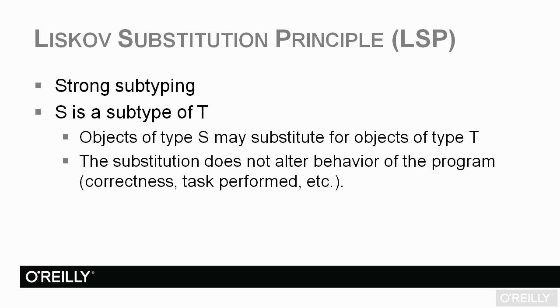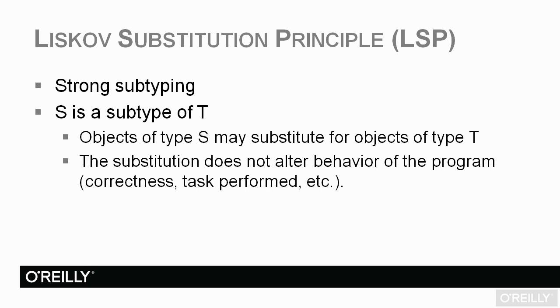So S is a subtype of T, some class S, and it's going to be inheriting or implementing an interface of a class or an interface T. The Liskov substitution principle says that the objects of type S may be substituted for objects of type T. So any method or parameter or class that's going to use an object of type T will also be able to use an object of type S, and nothing bad will happen.